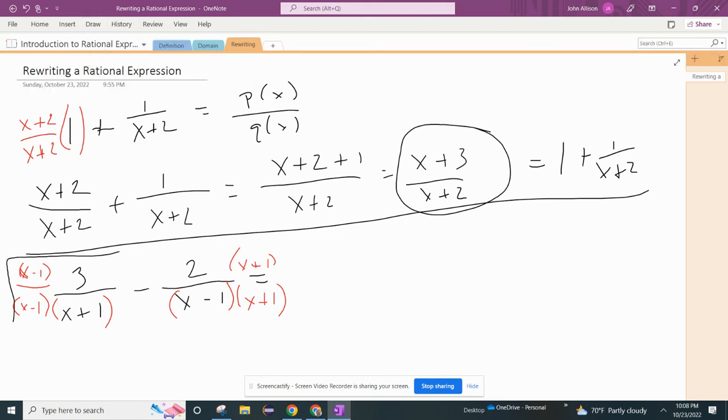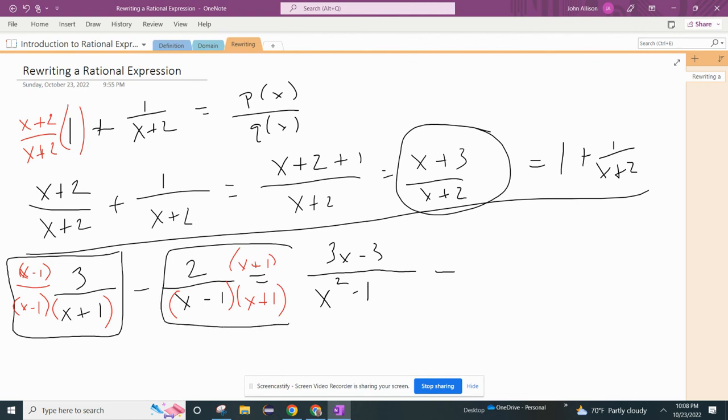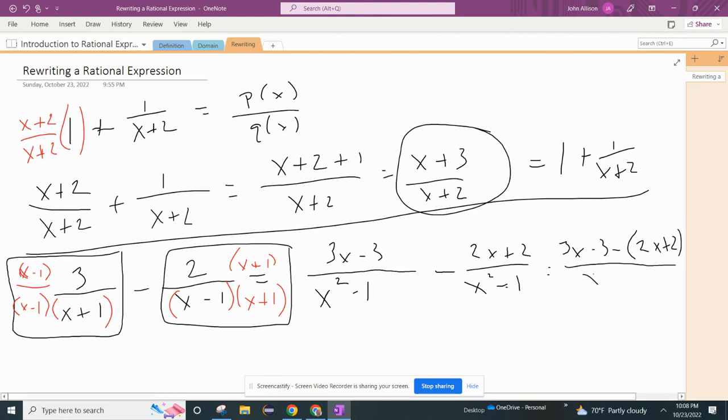When I multiply these two fractions, remember I multiply straight across, numerator times numerator, denominator times denominator. So I get 3x minus 3 over x squared minus 1 when I multiply x plus 1 times x minus 1. Now it's minus, then I multiply this fraction together, and I get 2x plus 2 over x squared minus 1. Now I subtract two fractions that have a common denominator. I'll take the numerator of the first and subtract the entire numerator of the second and keep the same denominator.